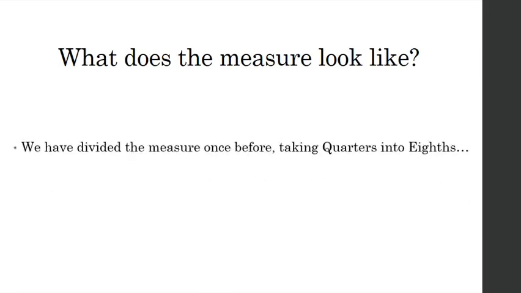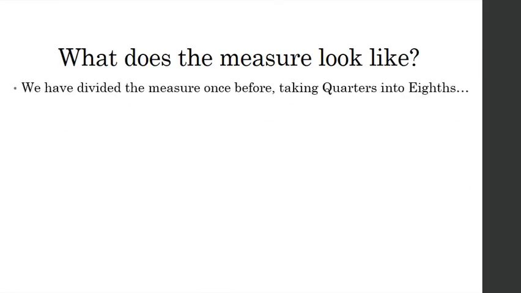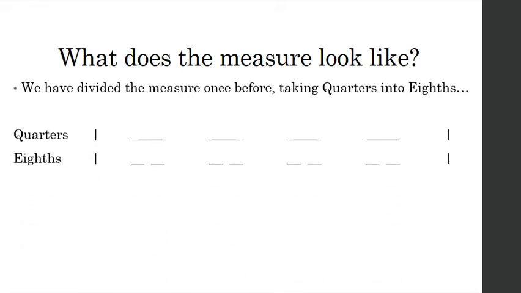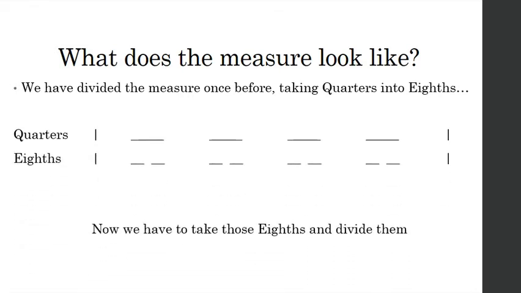So now what does this look like? Well, we've done this before. We've taken the quarter notes and divided them into eighth notes. But now we're taking those eighth notes and dividing them into 16th notes. And you can see the process. We took that first beat and divided it equally into 2 smaller parts. And then we're taking those smaller parts and dividing them equally into 2 smaller parts still.